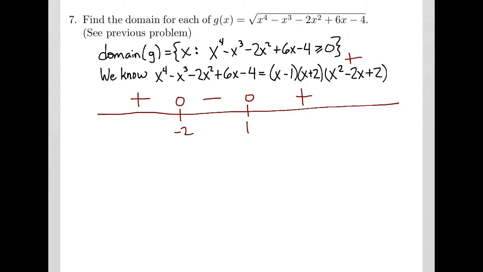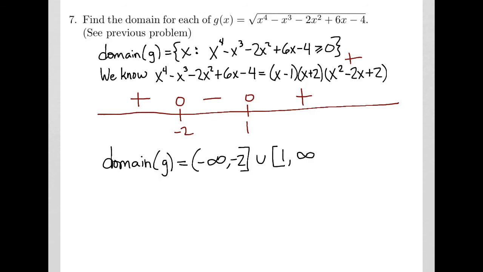And so I can find the domain of g now. The domain of g is going to be the interval from -infinity to -2, including -2 because that's where it equals 0. We skip everything between -2 and 1, and then I create a union with the interval from 1 to infinity. That would be my domain.